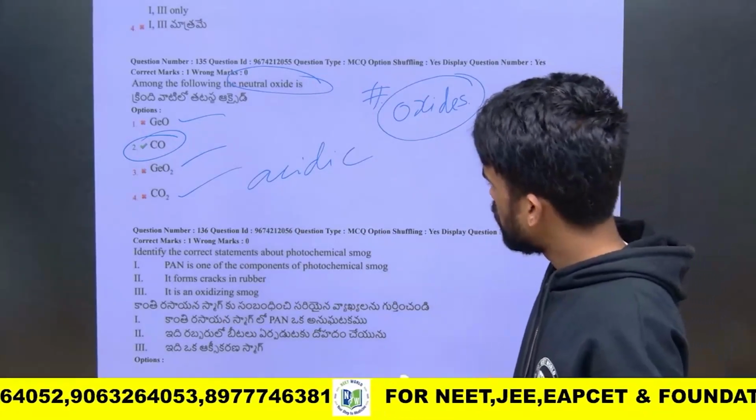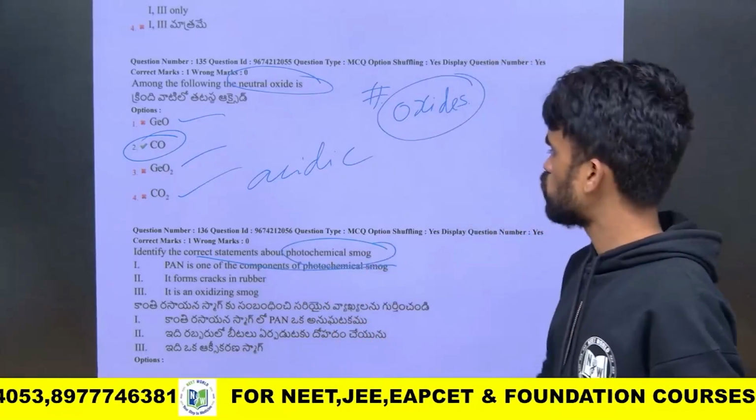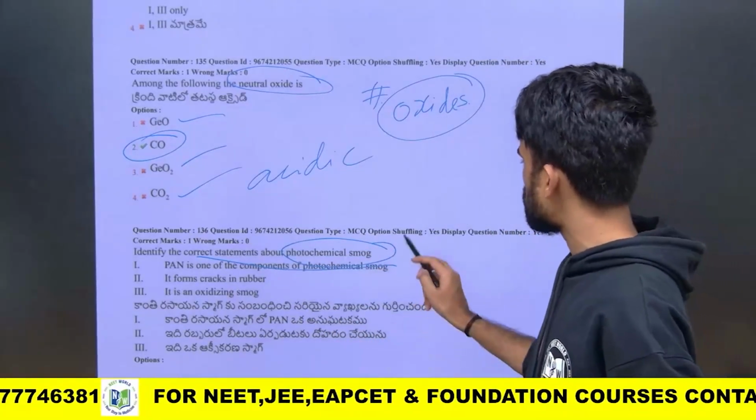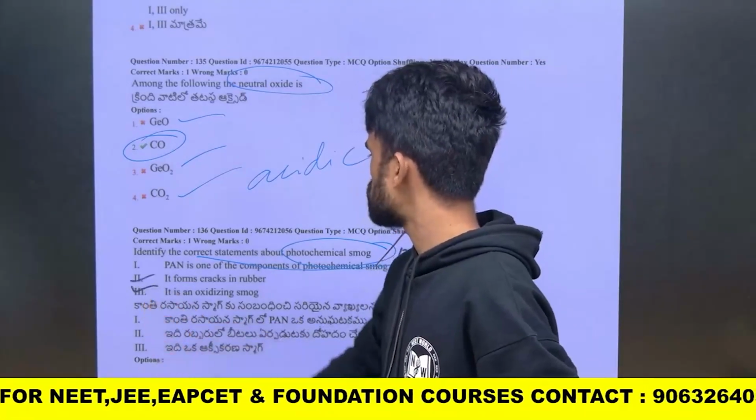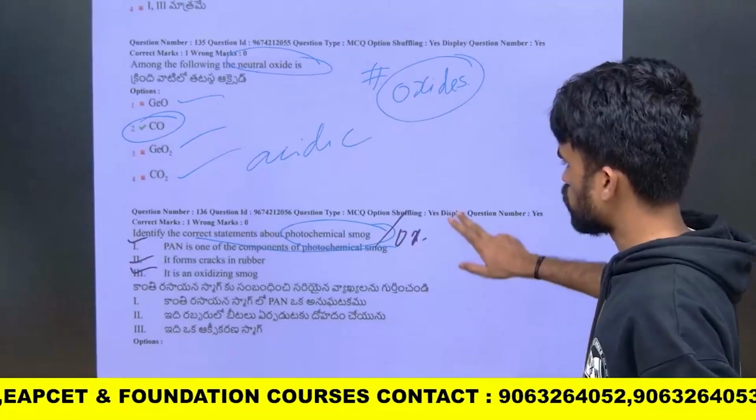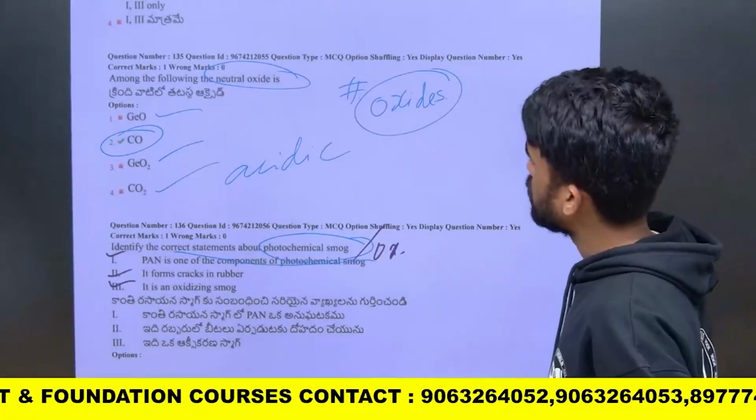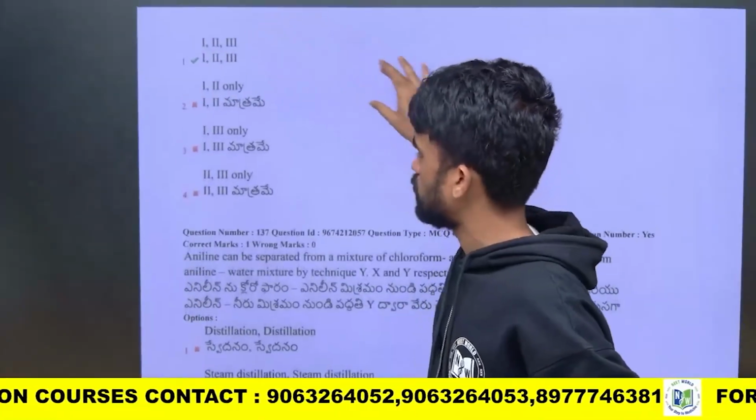Hope it is clear. Identify the correct statement about photochemical smog. Photochemical smog is also called oxidizing smog. It is correct that it forms cracks in rubber, and PAN is one of the components of photochemical smog. Then look here: the first option, which has all 3 correct, is the answer.